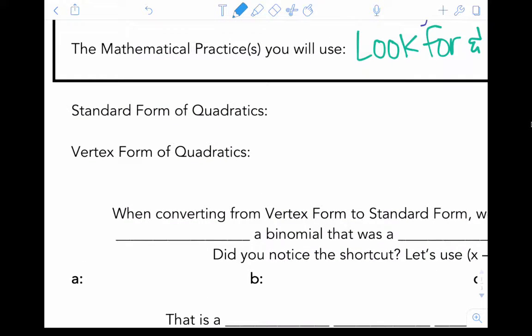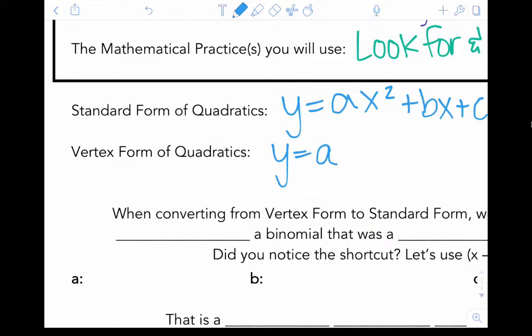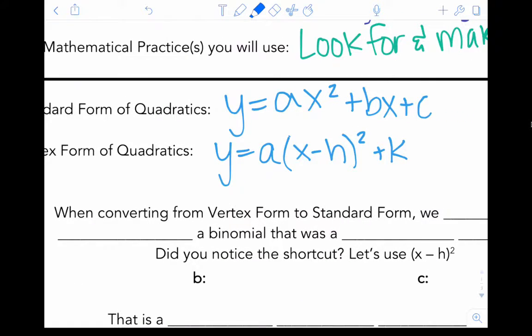So let's just refresh our memories a little bit. Standard form of quadratics is y or f of x equals ax squared plus bx plus c. And then the vertex form is y or f of x equals a times the quantity x minus h squared plus k. So we are going to have numbers in the a, b, and c spots in the standard form, and the a, h, and k spots in the vertex form.